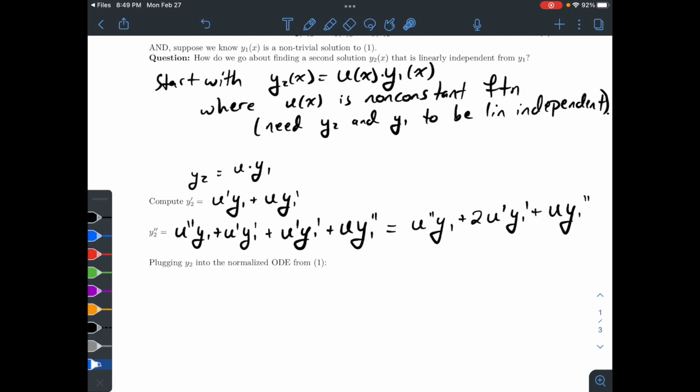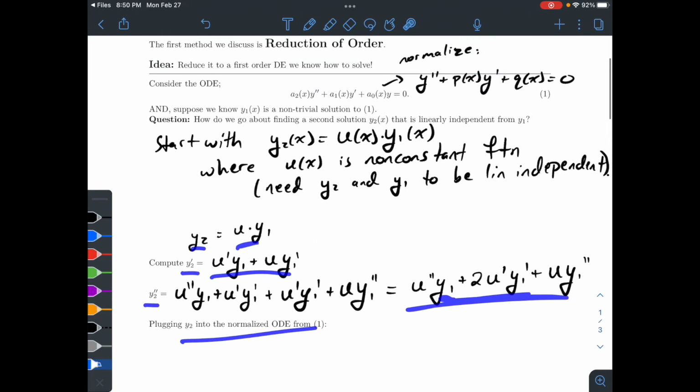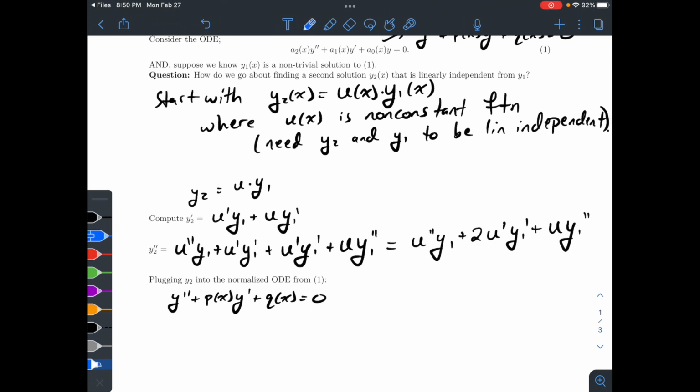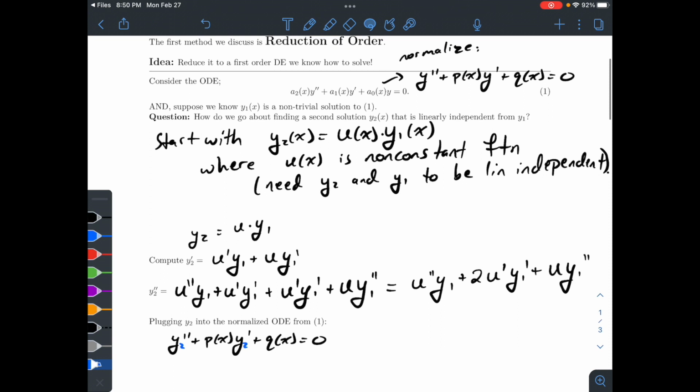So now we have our y2 prime and our y2 double prime, and we can plug all this stuff into our normalized differential equation up here. Maybe let's copy paste that, and then put some 2's in here because we're going to plug in y2. Oh, I messed up. There's supposed to be a y over here. This should be times y. Forgot about that y right there.